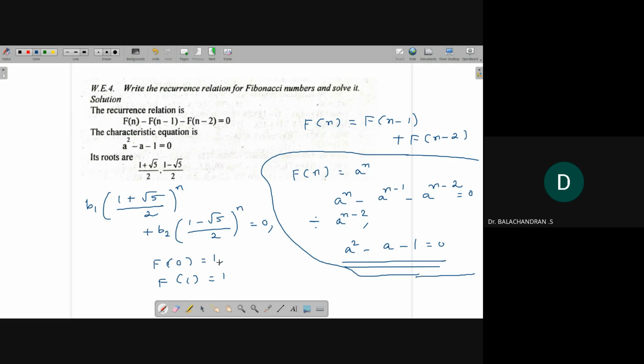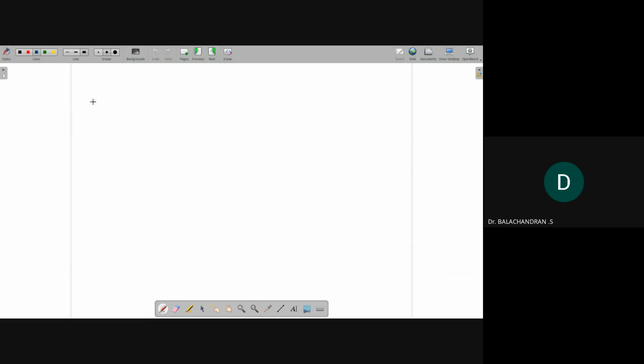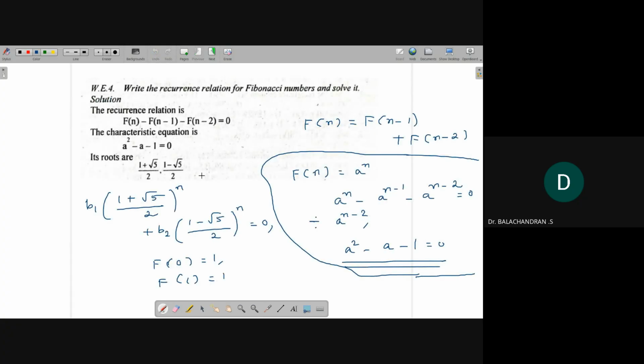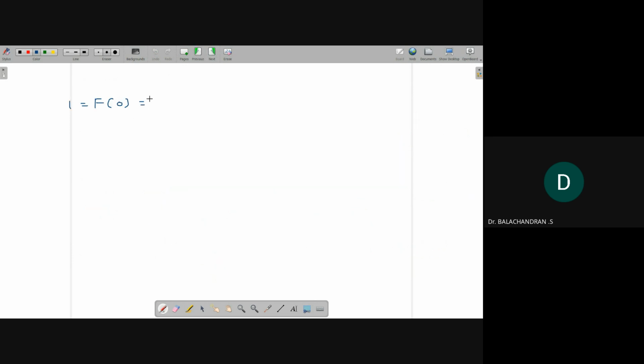If I substitute f of 0 is equal to 1 here, f of 0 is equal to 1, which is equal to b1 plus b2. So b1 plus b2 is equal to 1. This implies b2 is equal to 1 minus b1.